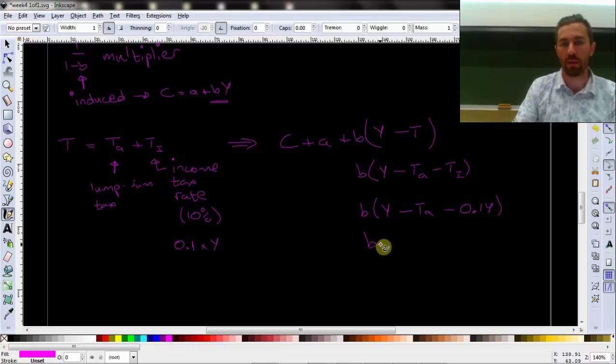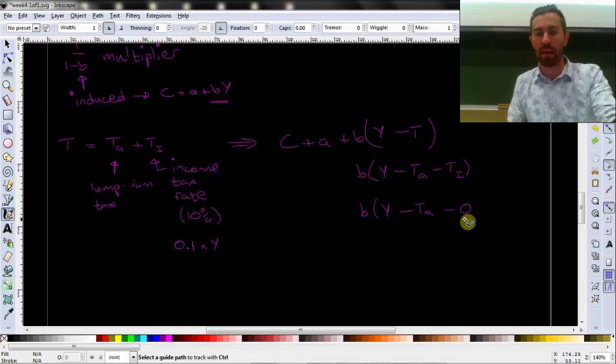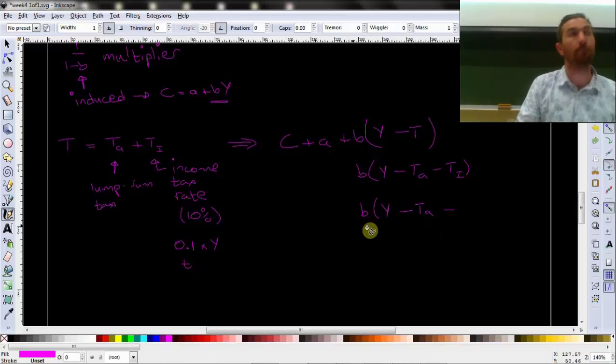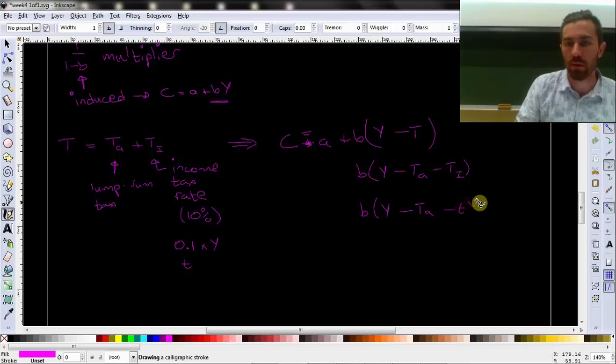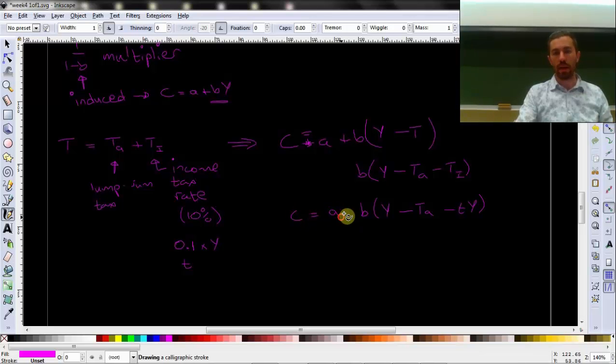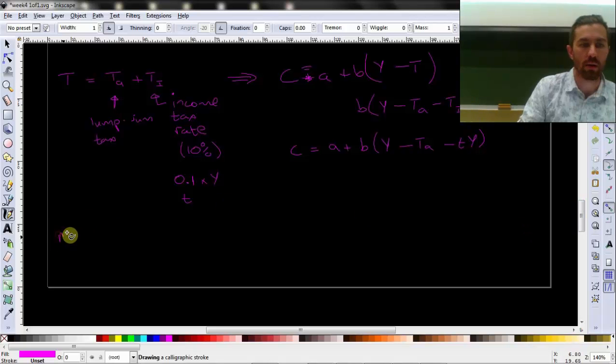Let's not give it an exact value of 10%. Let's just call this little thing here little t. Yeah, you're right. C equals A plus B times Y minus TA minus TY. Okay. And let's also now expand on our imports, which are going to be induced. Okay. So induced.